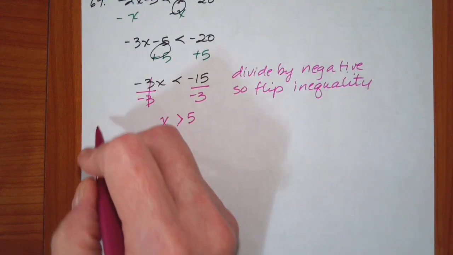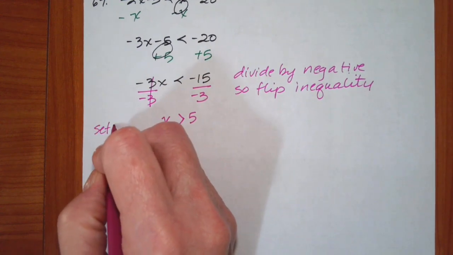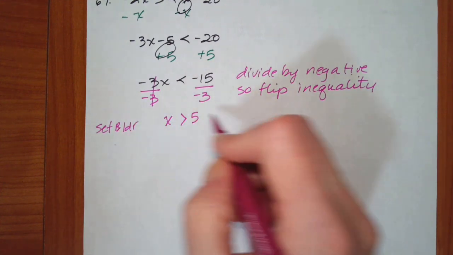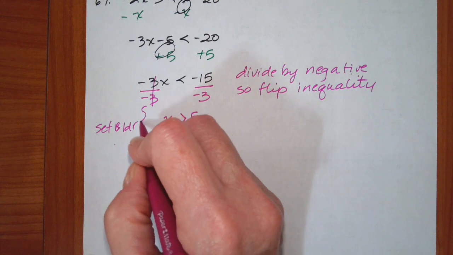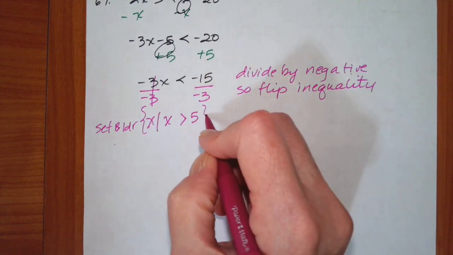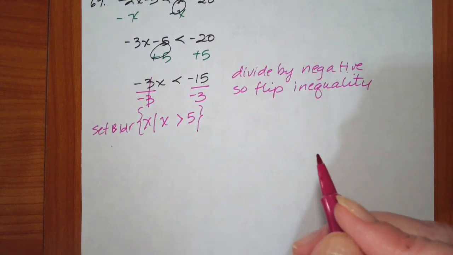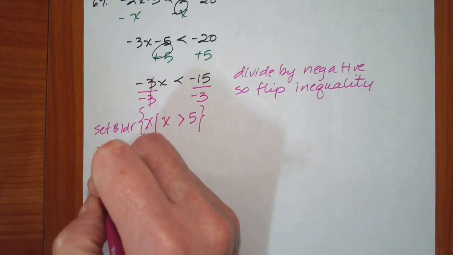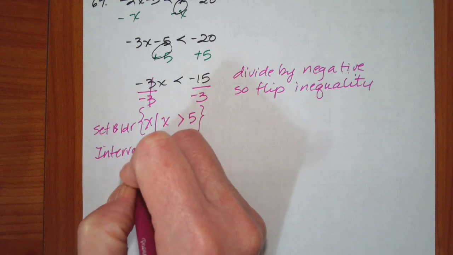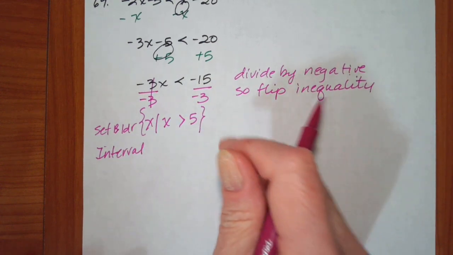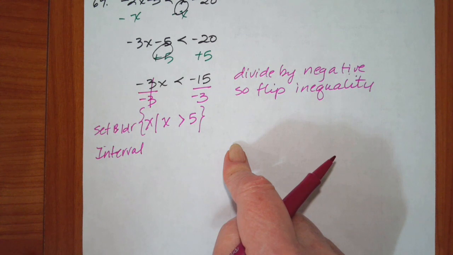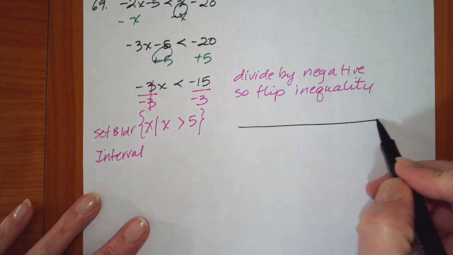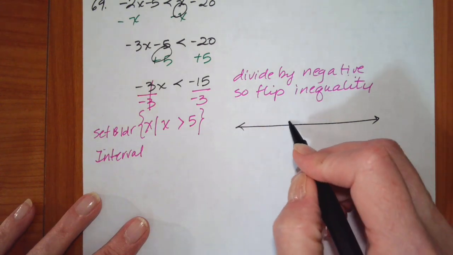So in set builder, you just put in front of it x such that x is greater than 5. In interval, you're going to put the smallest value and the largest value and then figure out what to do with the ends. Now, it might be easier at this point to do the number line first.